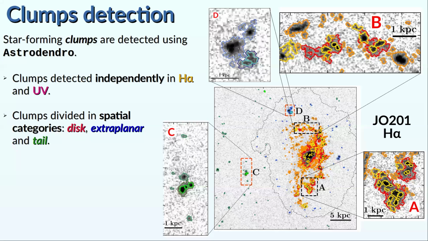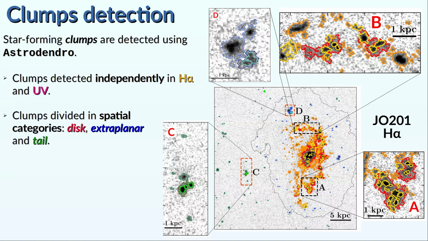The clumps are detected with astrodendro, both in H-alpha and UV. Here you have an example for GO201, which is the one that was on the top left. This is the H-alpha image. And the clumps are divided in 3 categories. You can see the orange, red clumps. The colors are tracing if we have substructures inside the larger clumps or not. And these are the disk clumps, because looking at the RGB images, they were looking undisturbed. So they are experiencing the effect of ICM, but they are not formed from stripped gas.